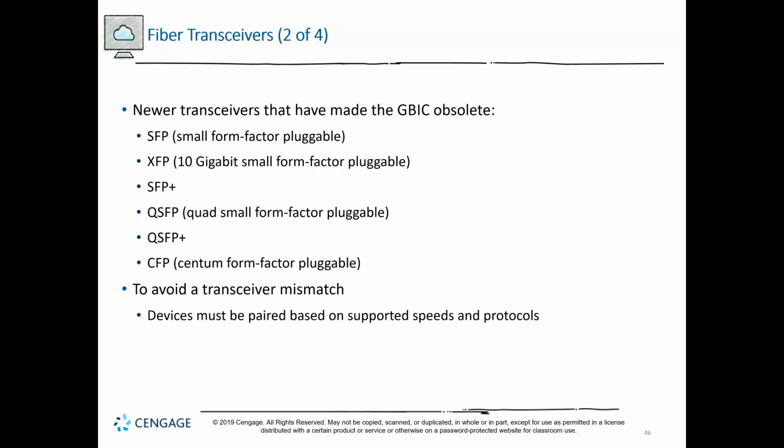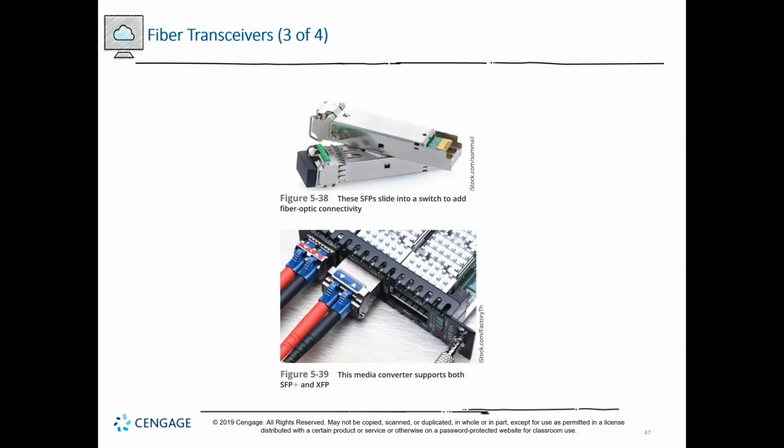My brain still calls them GBICs, but they're different names. So SFP Plus is 10 gig or more. They've got all these different new adapters that can plug straight into switches. SFP Plus is 10 gig, XFP is 10. Some of these are even faster.